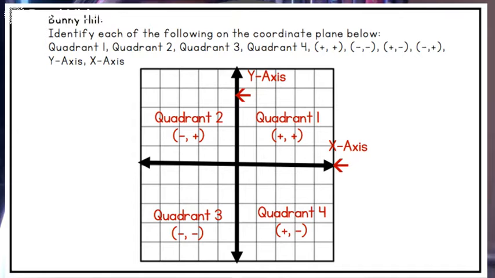And then the y-axis is the one going up and down, and the x-axis is going left to right. So take a moment, make sure you fill that in on your bunny hill, and then meet me back.